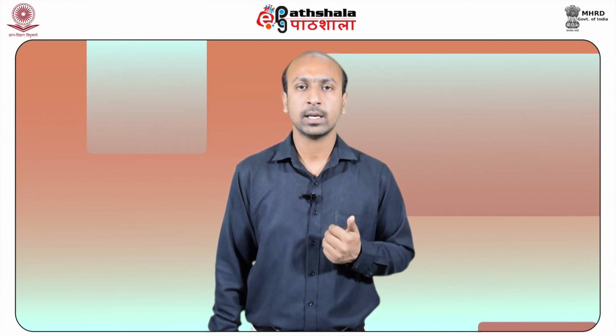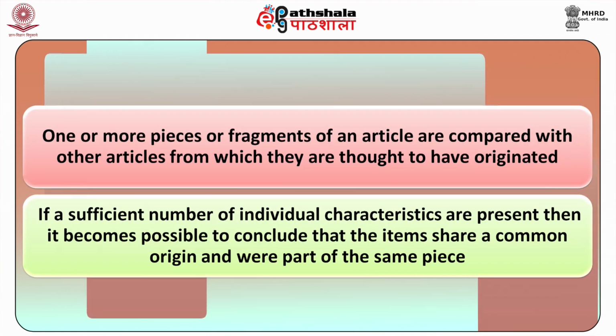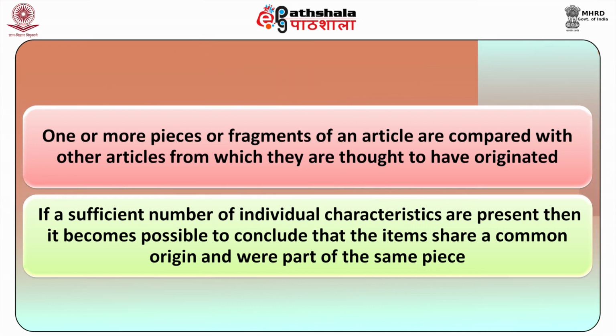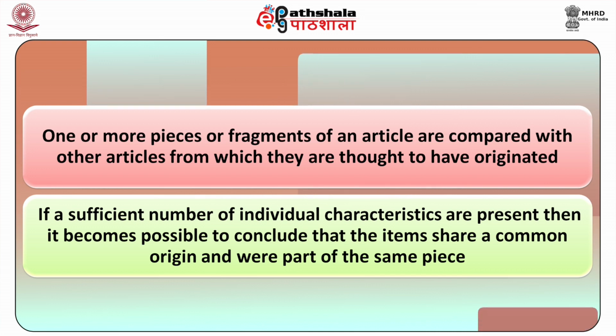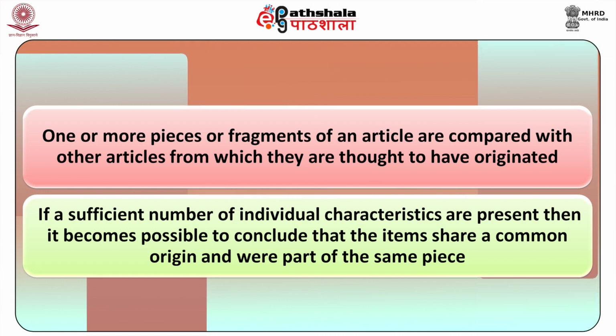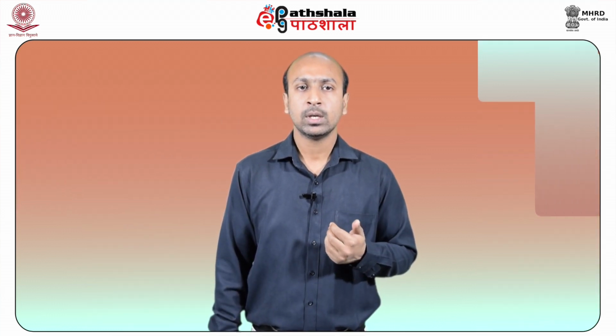Now, the perforation marks, tears, breaks and cuts. This includes another subcategory of the evidence which is often of the greatest interest for potential individualization, where one or more pieces or fragments of an article are compared with other articles from which they are thought to have originated. If a sufficient number of individual characteristics are present, then it becomes possible to conclude that the items share a common origin and were part of the same piece. A glass fragment could be the best example, to associate it with the particular window from which it was broken by fitting it into the area from which it originated.